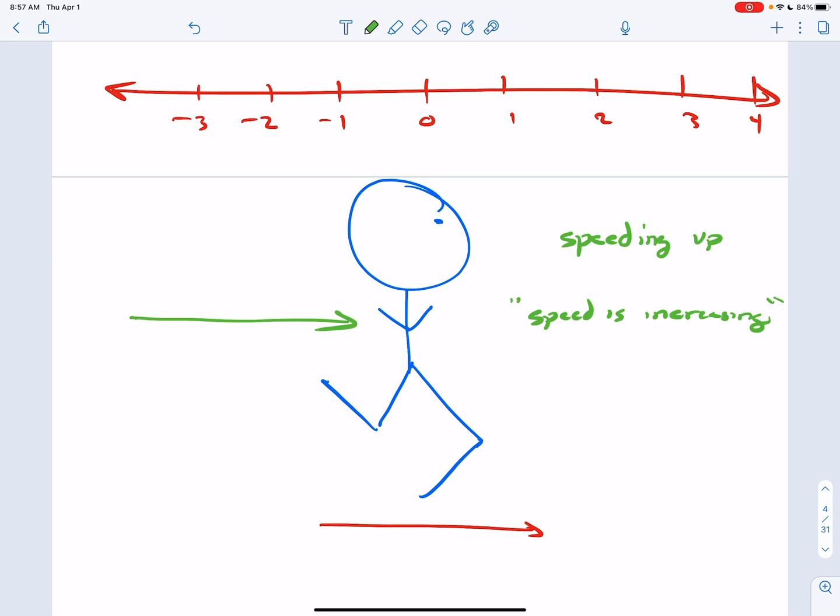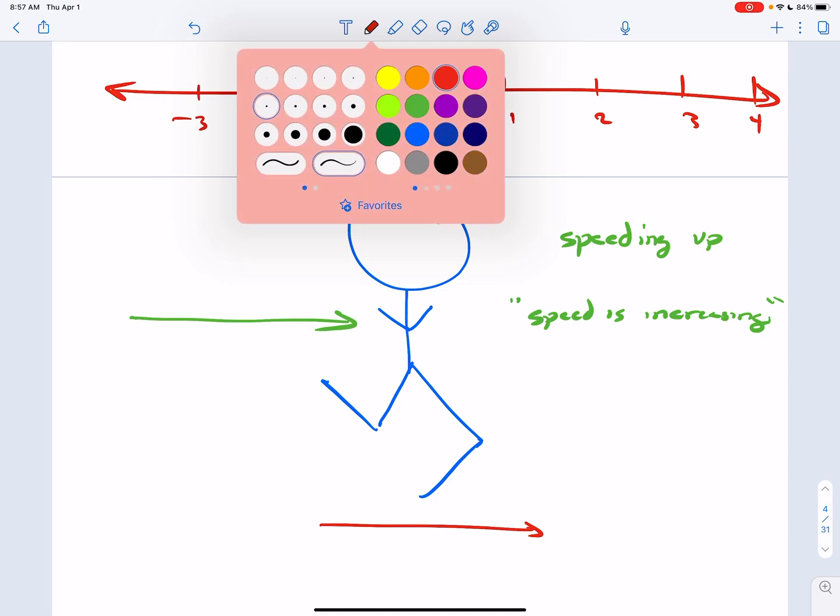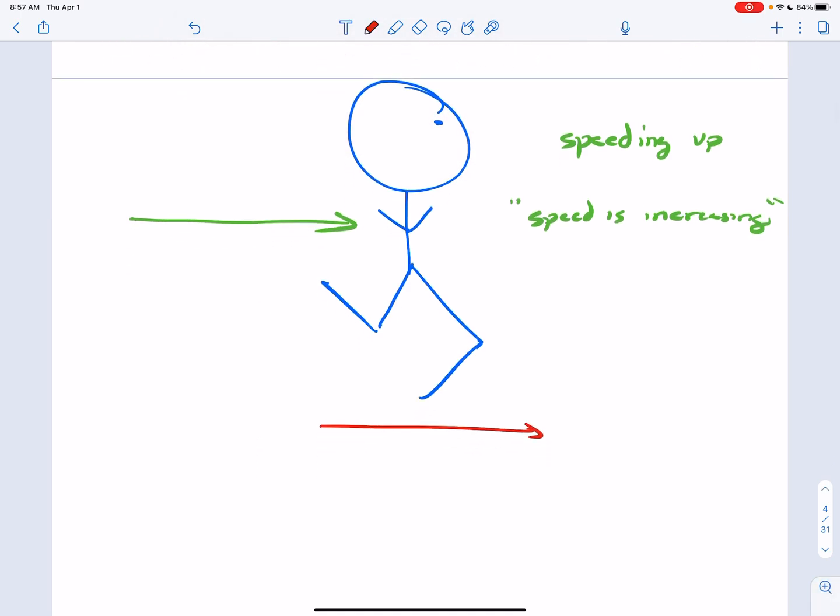And here's the logic behind it. If you're running towards the right, your velocity will be positive because a positive velocity indicates that you're moving in a positive direction. Now, me pushing you, I'm serving as the acceleration. Since I'm pushing you towards the right, my acceleration is also positive.